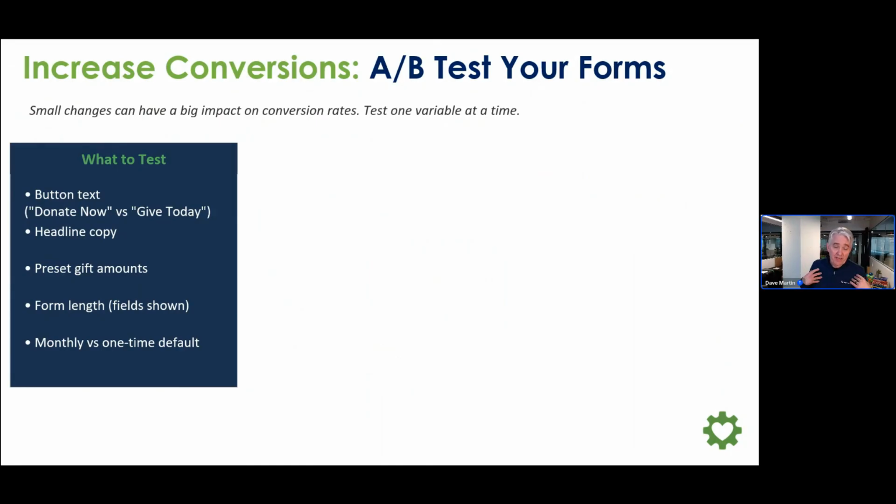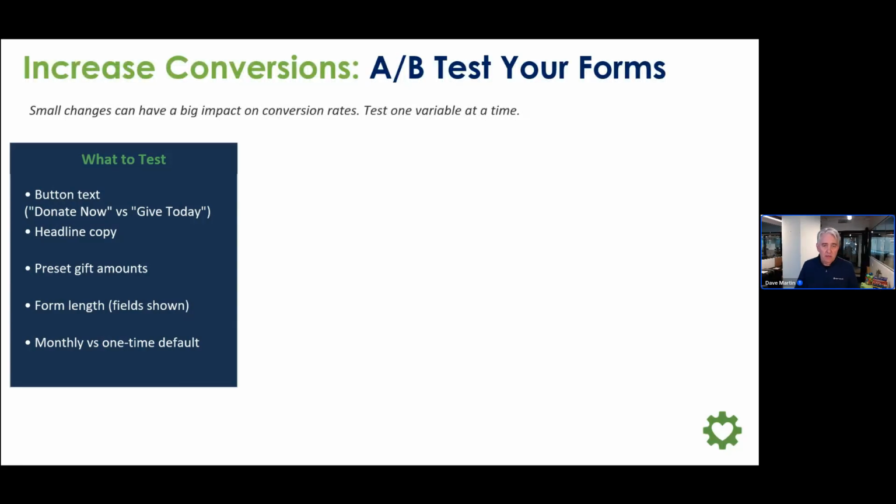We're doing a test right now on our demo page. We're putting in an additional field in there, and I'm a little nervous about it, but we're going to A/B test it for a little while and see what happens, right? So that's the way to do it. One thing at a time. Form length here is the number of fields that you're showing. How much friction are you adding to your form? Are you doing monthly versus one-time default, right? All these different things that you can test.